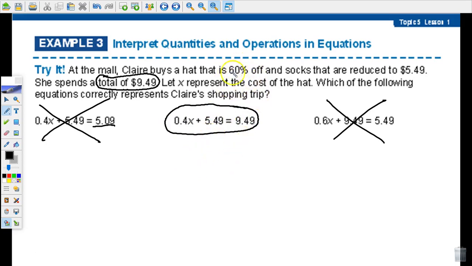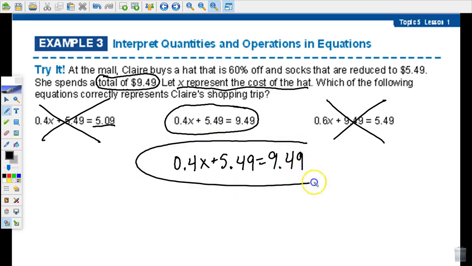So if it's 60% off and we're multiplying it times the hat, that leaves me with 40%, which is 0.4 as a decimal, multiplied by the hat, which is X. X represents the cost of the hat. And socks that are reduced to 5.49, so plus 5.49, equals the total cost of 9.49. And this matches. Therefore, it is the answer. Okay?